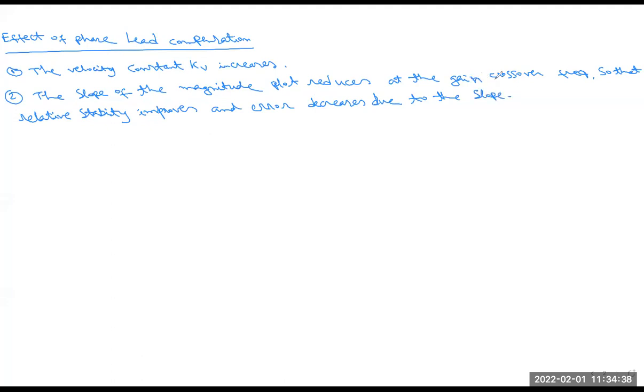Okay. The slope of the magnitude plot of the phase lead network circuit reduces the gain crossover frequency. That's why relative stability in the phase lead network compensation circuit improves and error also decreases. We discussed this previously in the necessity of compensation design. It reduces the overshoot error in the control system.